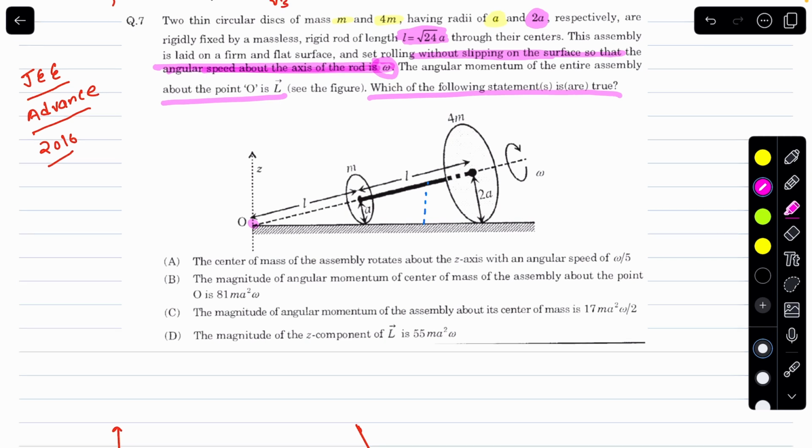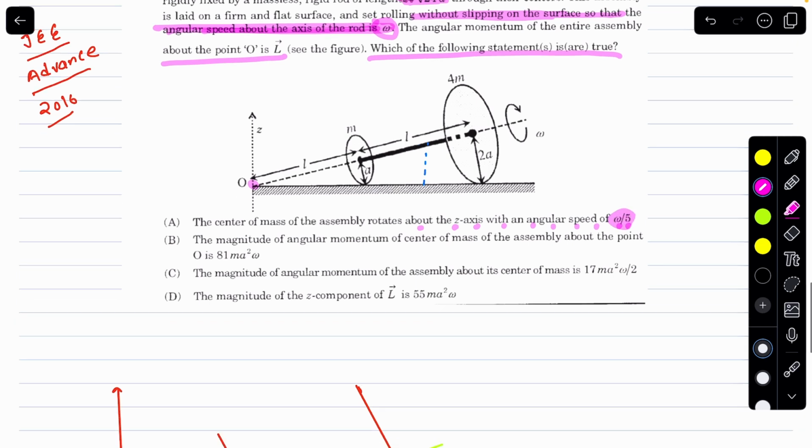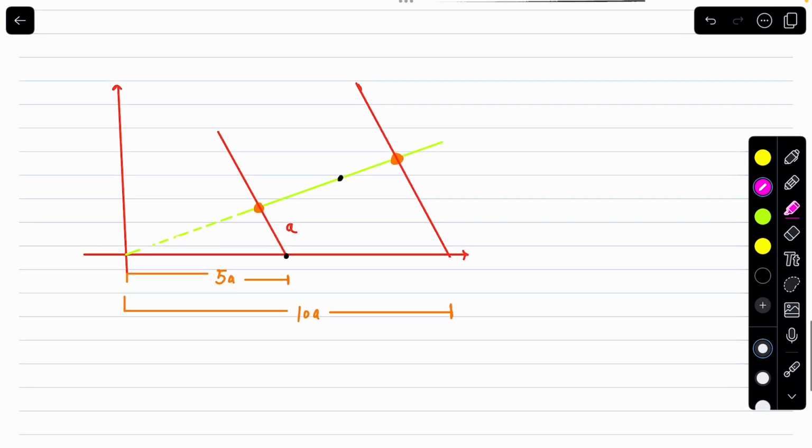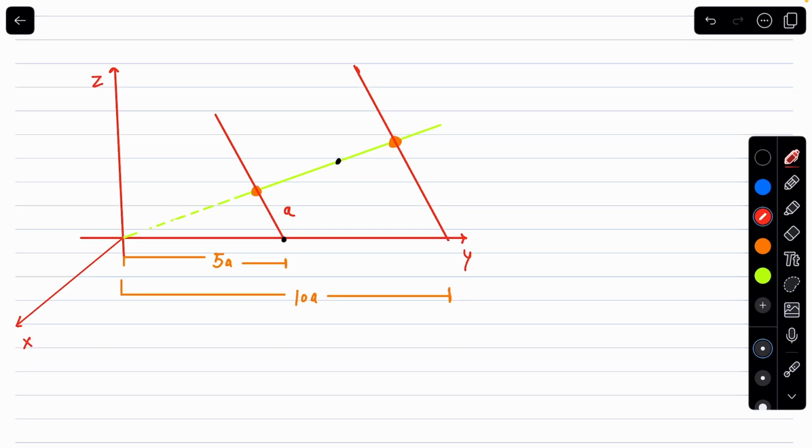Which of the following statements is or are true? Now coming to the options. The first option says that the center of mass of the assembly rotates about the z-axis with an angular speed of omega by 5. So this angular speed about the z-axis we need to find out for the center of mass. So look, this is a pure rotation about this z-axis. So here let me consider it like this. This is the x-axis, y-axis and z-axis. So about the z-axis it is going to rotate like this.